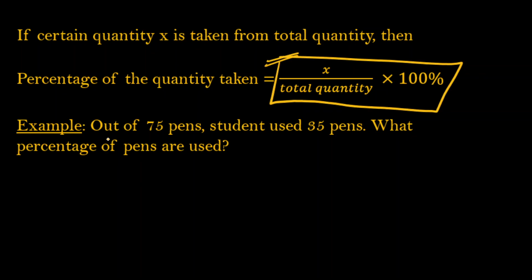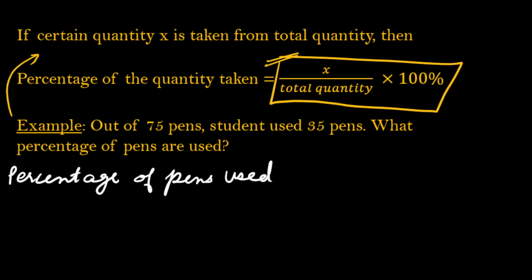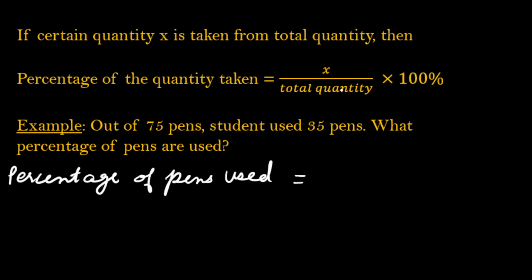So in this example, it's given: out of 75 pens, a student used 35 pens. What percentage of the pens are used? So we just have to compare this with the above formula and we can do it. So what do we have to find? We have to find the percentage of pens used. So here x is the quantity which is used, and this formula we are going to use here.